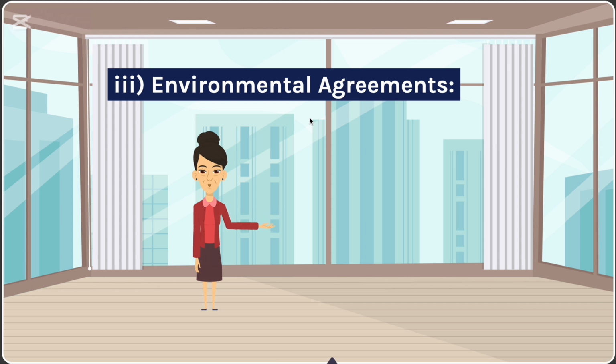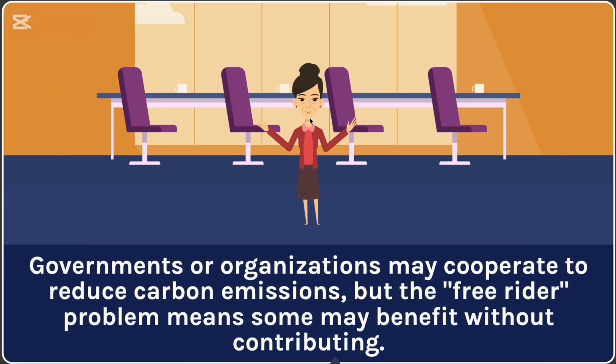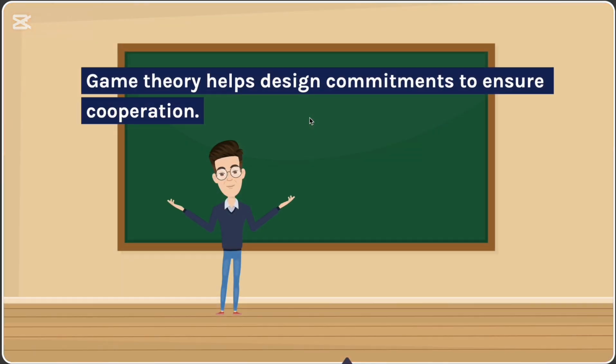Environmental agreements. Governments or organizations may cooperate to reduce carbon emissions, but the free rider problem means some may benefit without contributing. Game theory helps design commitments to ensure cooperation.